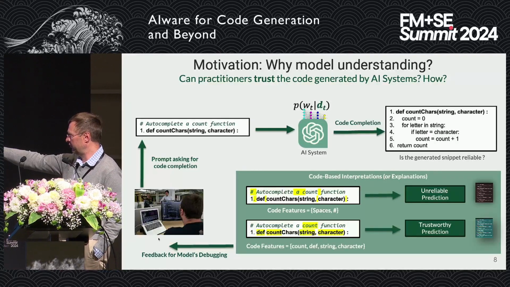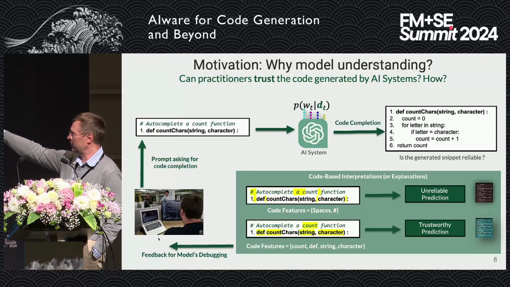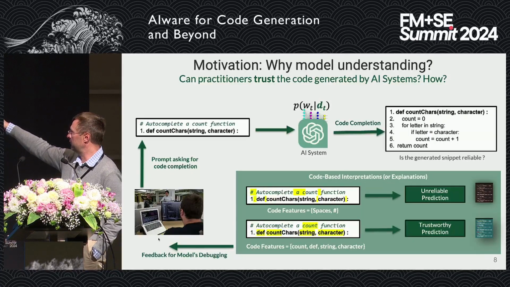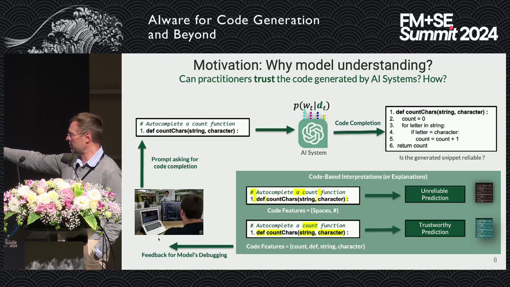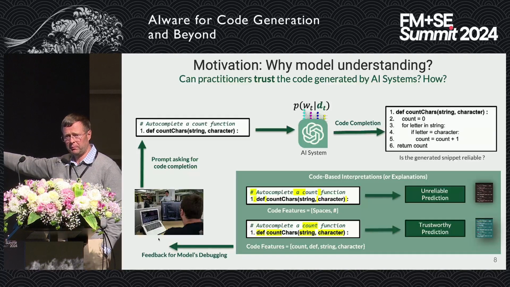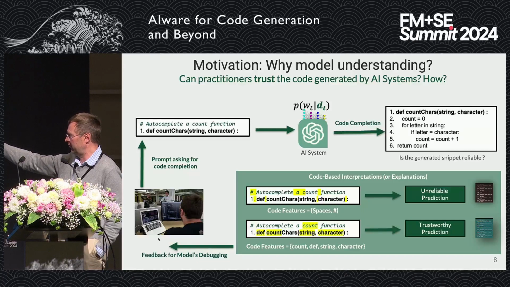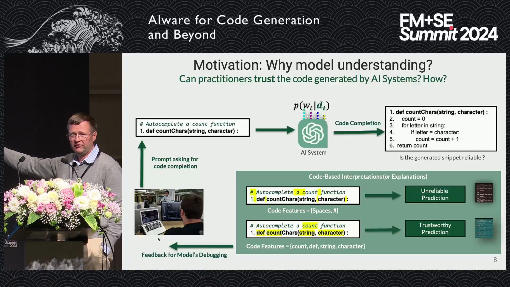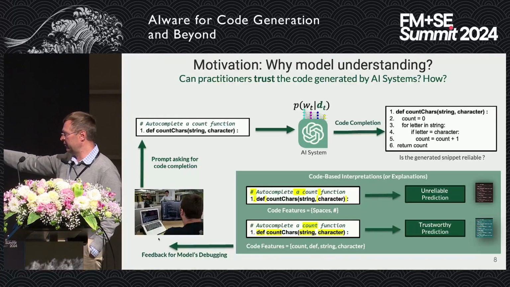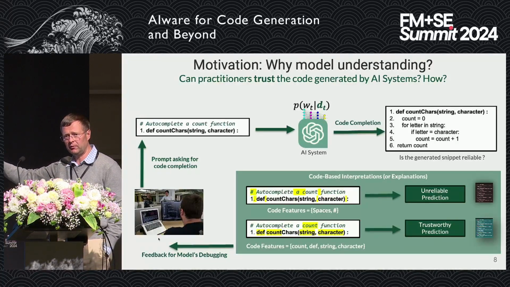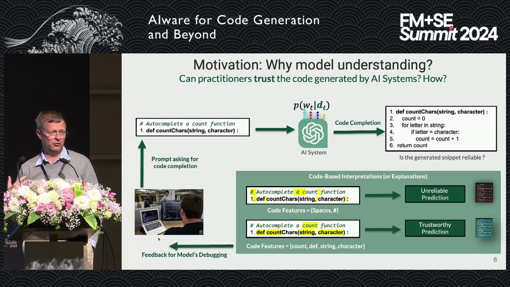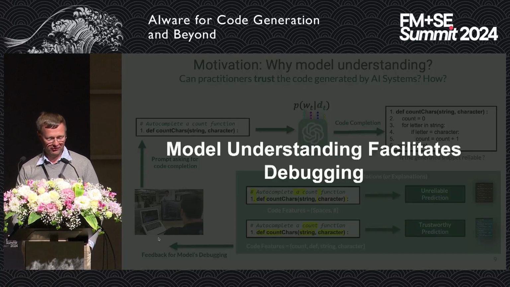So you see here two examples. Basically, what this model is trying to do is autocomplete a conf function, right? In the first case, we have an unreliable prediction, because the model highlights some of the features in the prompt that are responsible for the generated snippet, and you can say, well, it's gibberish, right? It's using some things which I didn't have in mind. Whereas in the second case, it's highlighting meaningful parts of the prompt which make sense to you, and you say, well, actually, I trust the output of the model a little bit more because I understand why this result is being generated.